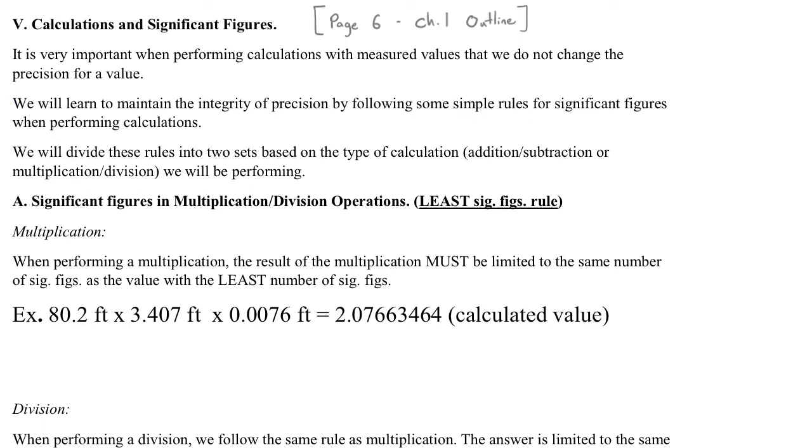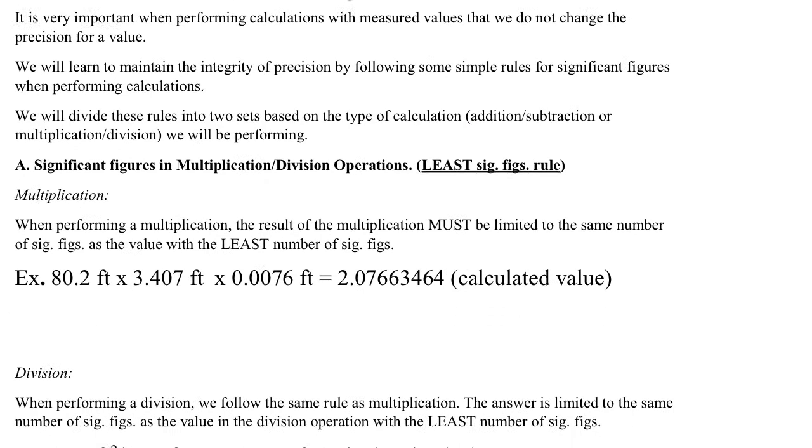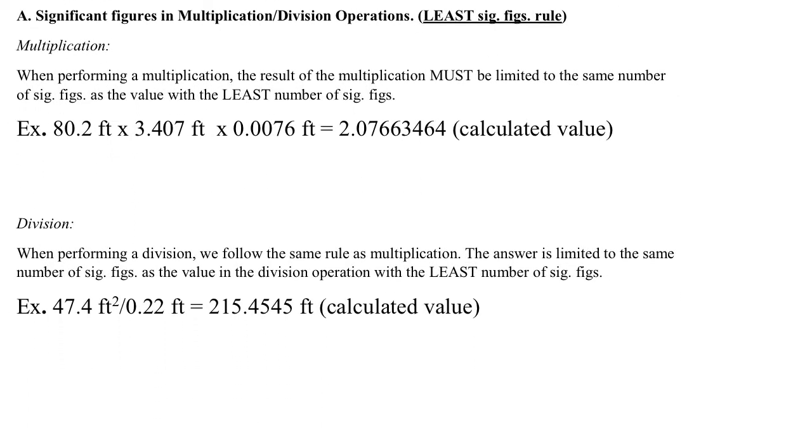To help you learn these rules, I've divided them into two different sets based on the type of calculation that you're performing. First we're going to learn about handling significant figures when we're performing multiplication and division type calculations. After multiplication and division, we'll also look at handling significant figures when doing addition and subtraction. So let's go ahead and get started and learn how to handle significant figures when we're performing multiplication and division operations. For these type of operations, I call the rule that we follow the least significant figures rule.